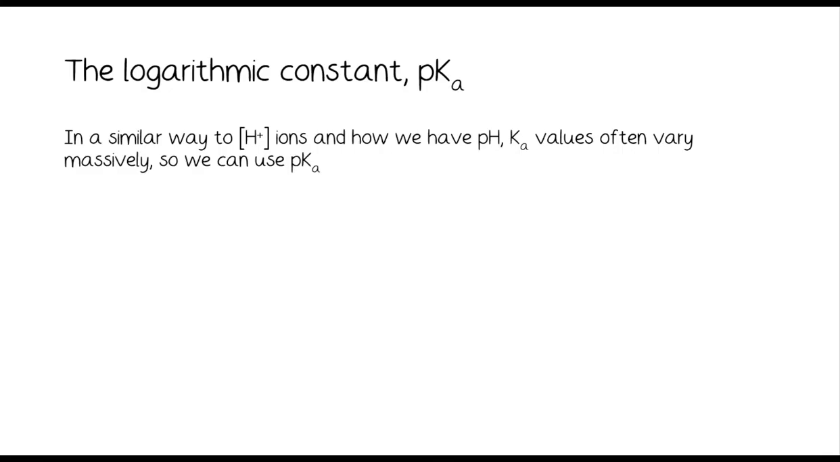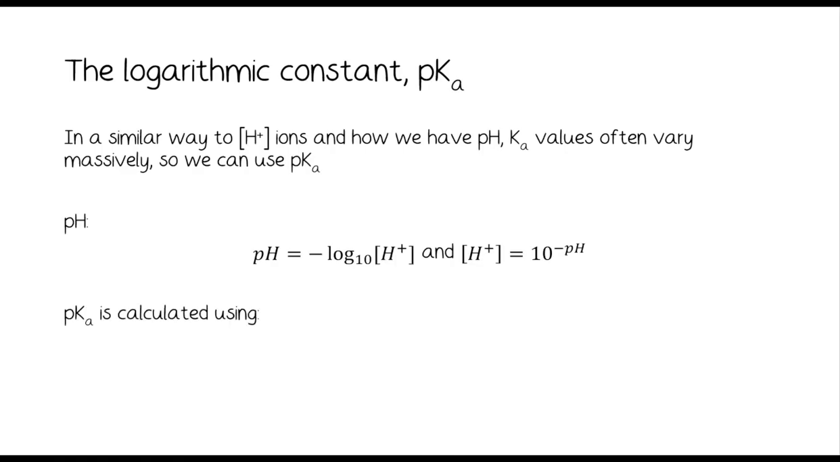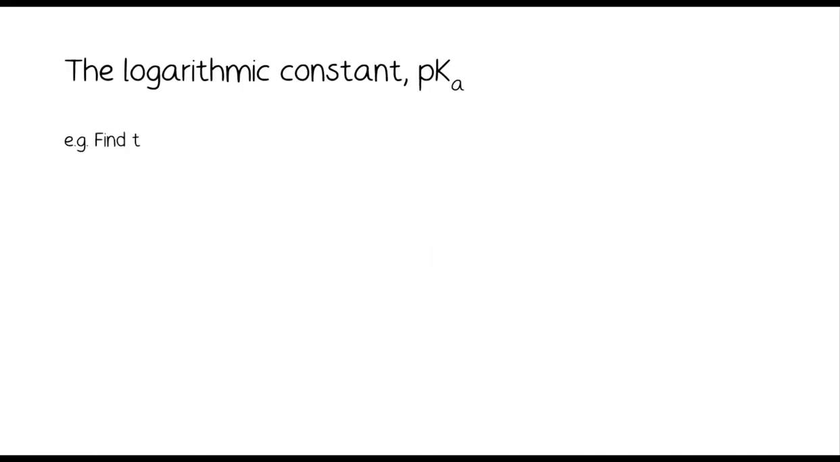So we can use pKa instead. pH is the negative log to the base 10 of H+, and to do the reverse and get H+ concentration again, it's 10 to the minus pH. pKa uses the exact same thing, except instead of H+ concentration, you're using Ka. So pKa equals negative log to the base 10 of Ka, and Ka equals 10 to the power of negative pKa.